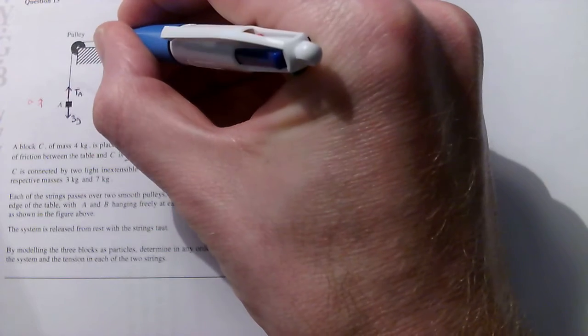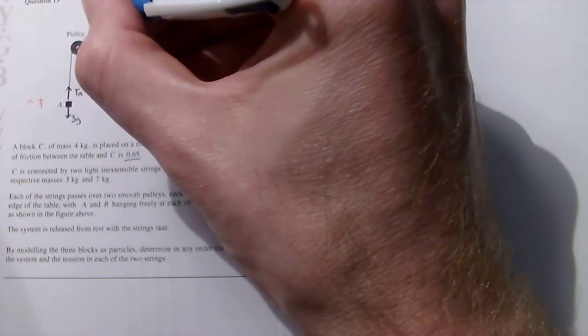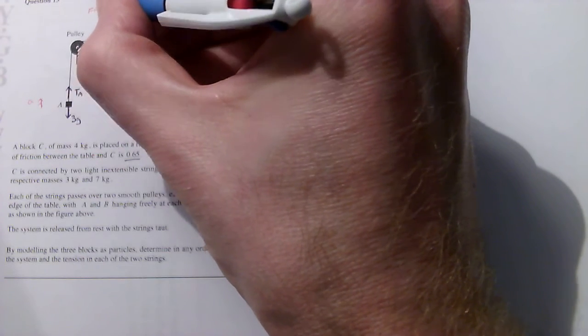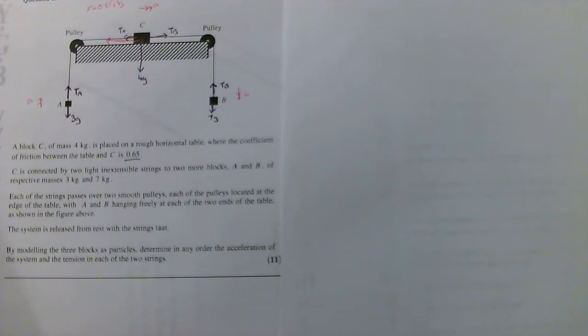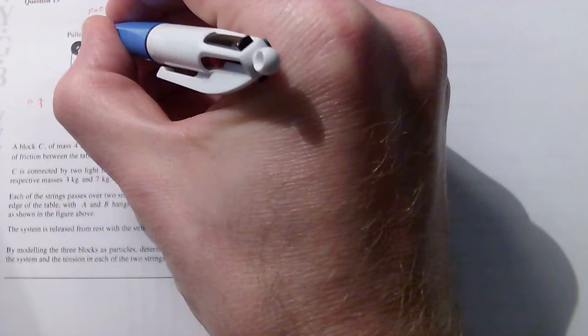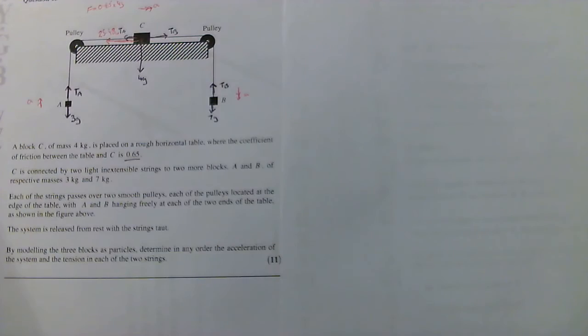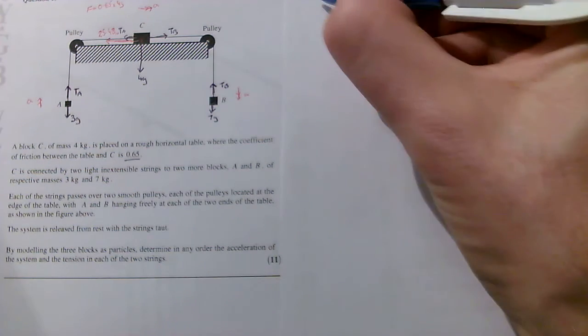That's my friction, and I know that my friction is going to equal 0.65 times 4G. 0.65 times 4G gives me an answer of 25.48. So there's another force there, don't forget your 25.48 newtons. Okay, so we've got all of our forces then, and so we should end up with 3 separate equations of motion. So let's start with A.